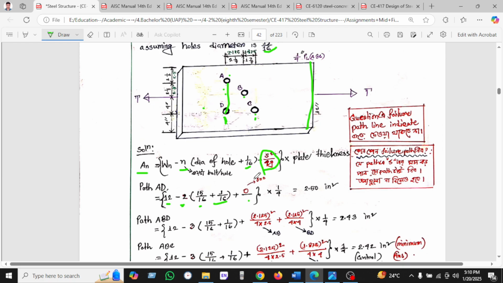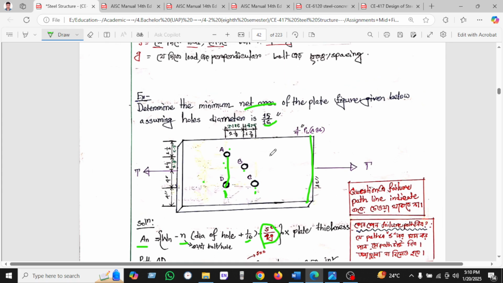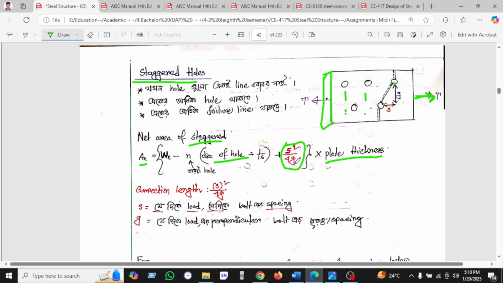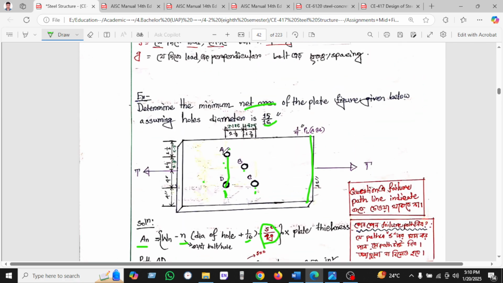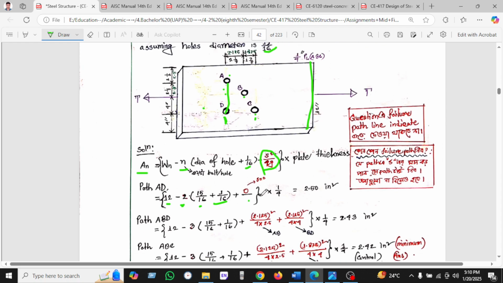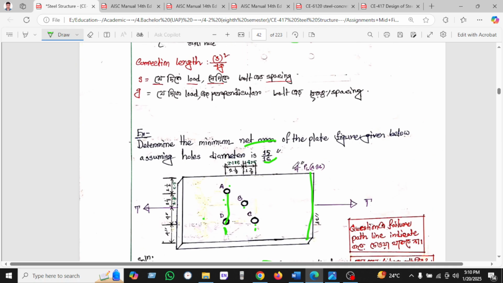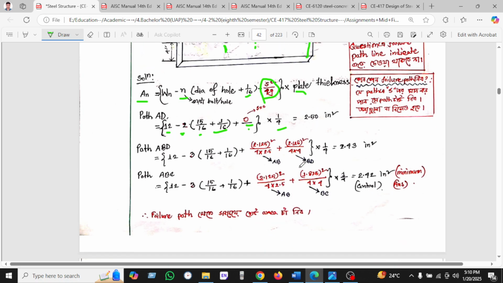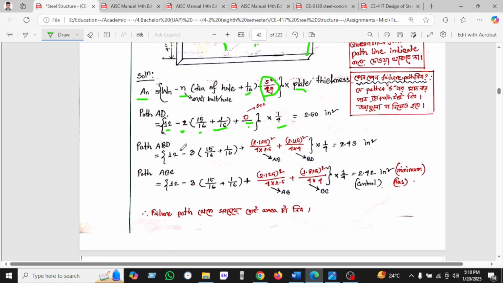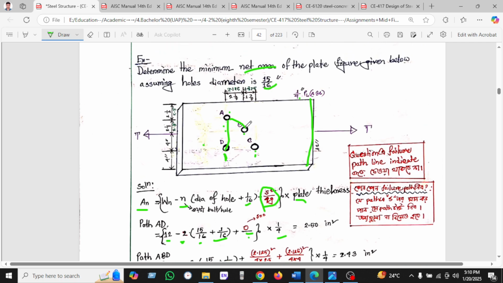Here there is no s, as we can see the holes are on the same vertical line. That's why we don't use it, and the plate thickness is 1 by 4, given in the figure, and we found 2.50. And another path we can see is ABD.